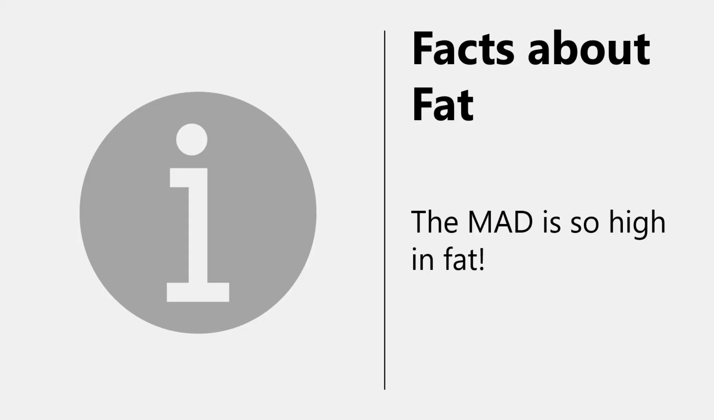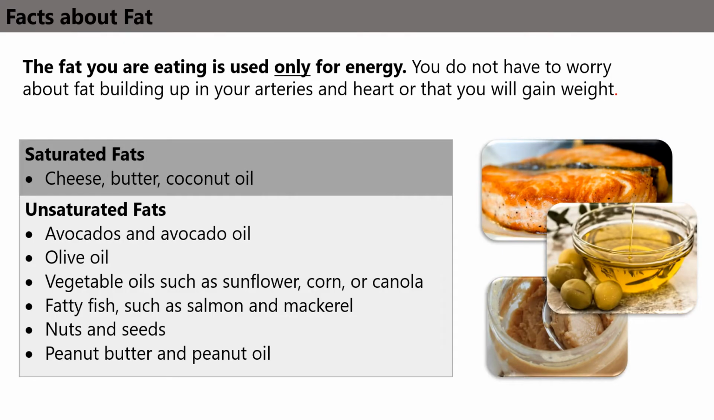Moving on to the second topic. As many patients say, the MAD is so high in fat. Indeed it is. Let's go through facts about fat. The fat you are eating is used only for energy, so you do not have to worry about fat building up in your arteries and heart, or that you will gain weight. On the MAD, you are allowed to consume both saturated fats, such as cheese and butter, and unsaturated fats, such as peanut butter, avocados, and fatty fish.